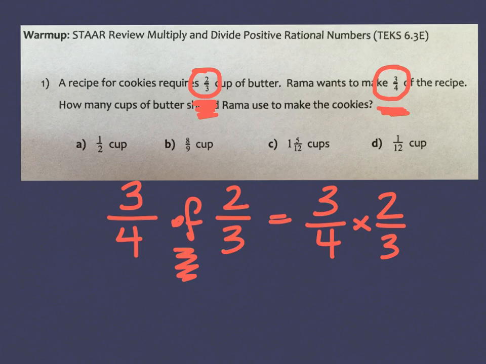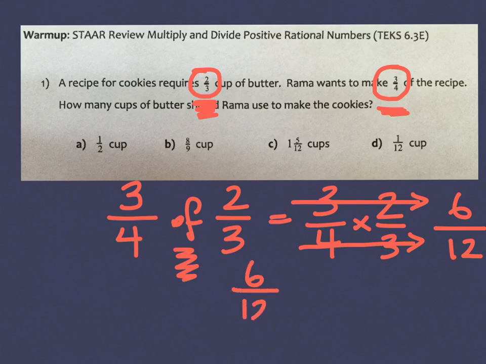That word "of" is typically a pretty good clue for multiply. We know when we multiply fractions, we multiply straight across numerators and straight across denominators, giving us a fraction of 6/12, which certainly looks like it could be simplified. Both numbers can be divided by 6, which gives me a simplified fraction of 1/2. In order to make 3/4 of the recipe, Rama will need 1/2 a cup of butter, which is answer choice A.